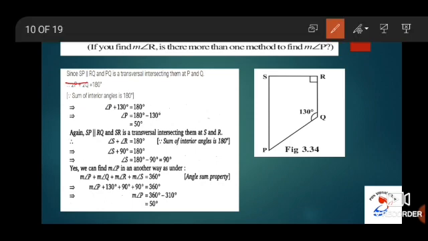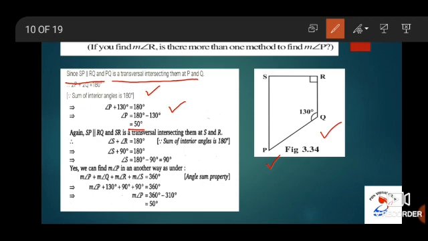Since SP is parallel to RQ and PQ is a transversal, you can say the measure of angle P plus angle Q is 180 degrees. That is, the sum of adjacent angles or sum of interior angles are supplementary. Using this property, angle P plus 130 is equal to 180. Therefore, the value for P is 180 minus 130, that is nothing but 50 degrees.